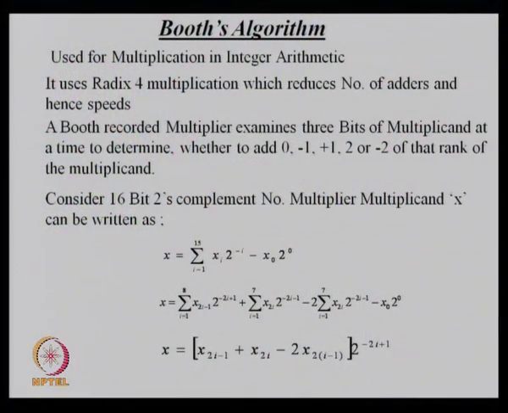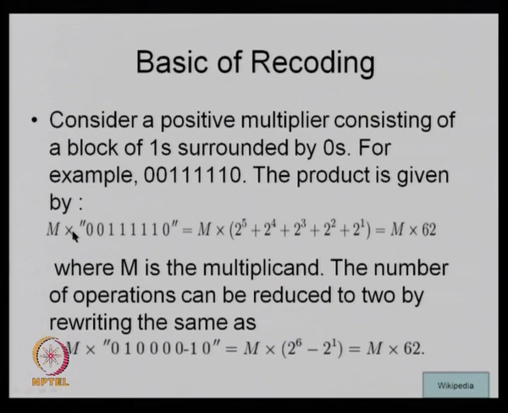Now, this is essentially what I am going to do in my evaluations, that any number has 3 bit equivalents, x_{2i-1}, x_{2i}, and x_{2i+1}, with a minus 2 sign, which is equivalent to the x_i 2 to the power minus i. Now, this is what essentially we know, how we can represent the x numbers. And before we go ahead, let me tell you how I do the recoding.